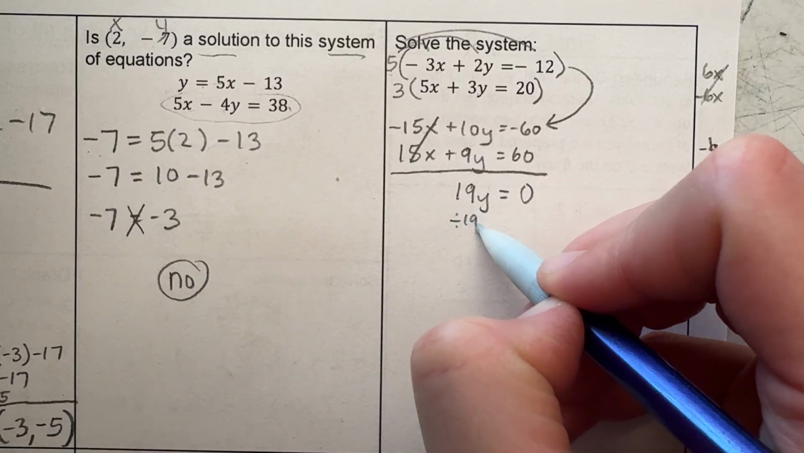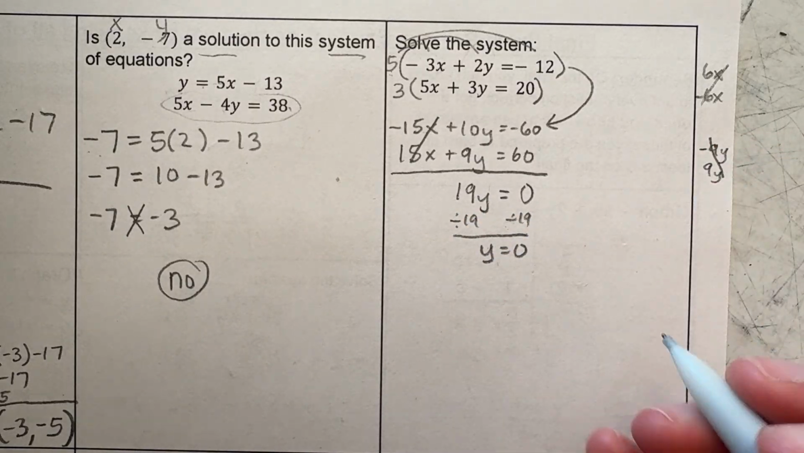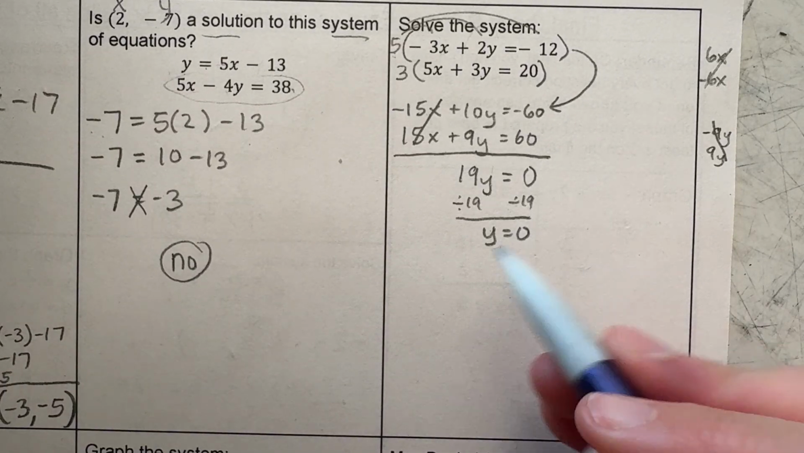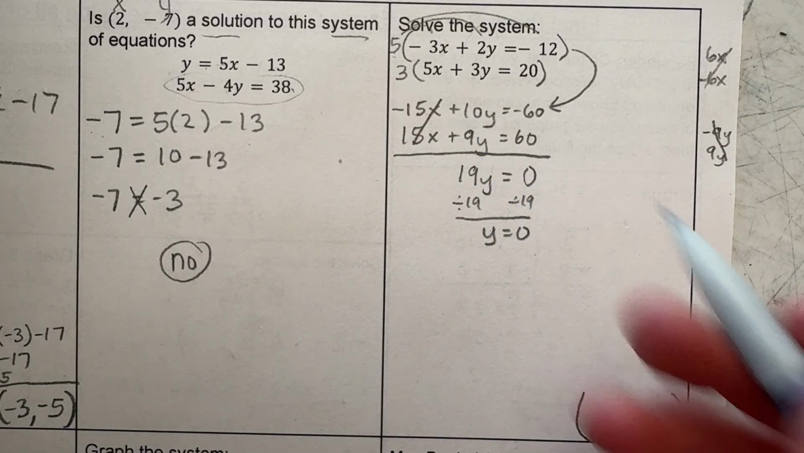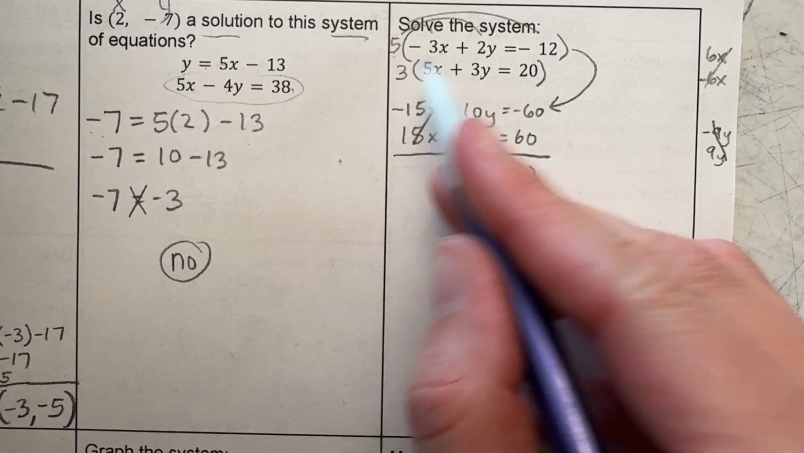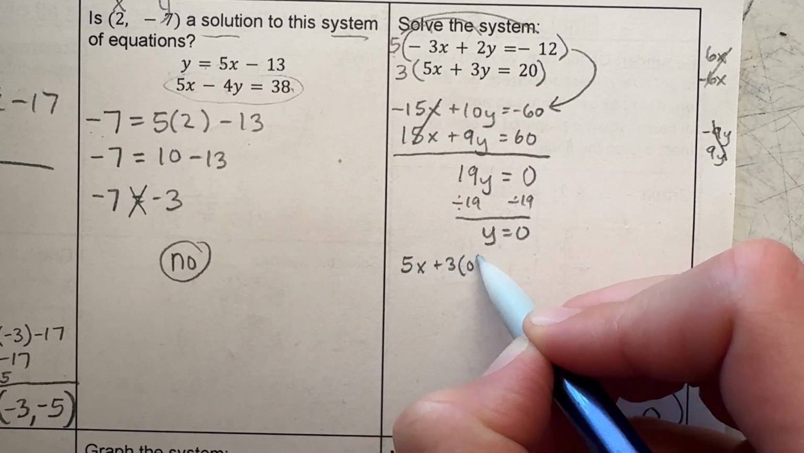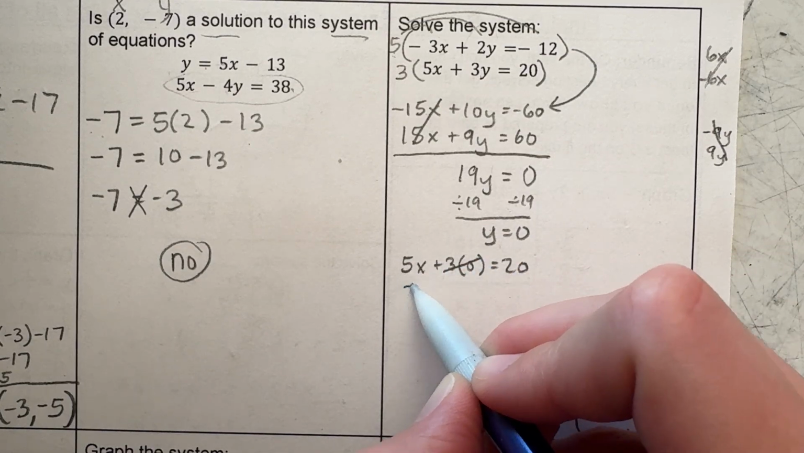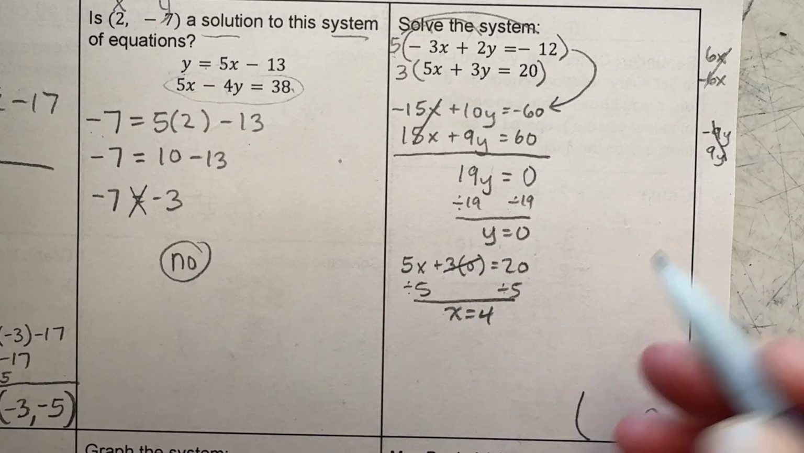I'm going to solve for y. 0 divided by 19 is just 0. But again, I am not done because remember, my systems are always x comma y. Careful, in this case, this is a y value, so keep track of your letters. Don't get mixed up and think this is an x. This is y equals 0. Let's go back into one of the equations. I'm just going to grab this bottom one and plug in 0 for y. 3 times 0 is 0, so I have 5x equals 20. I'm going to divide by 5 on both sides. I get x equals 4.